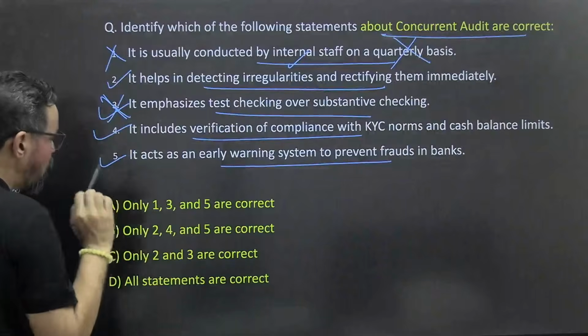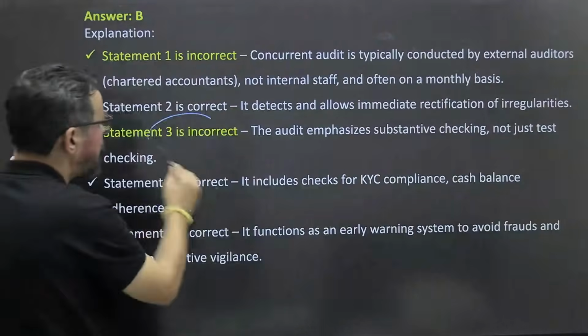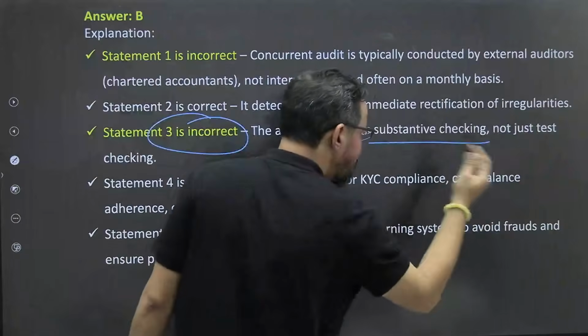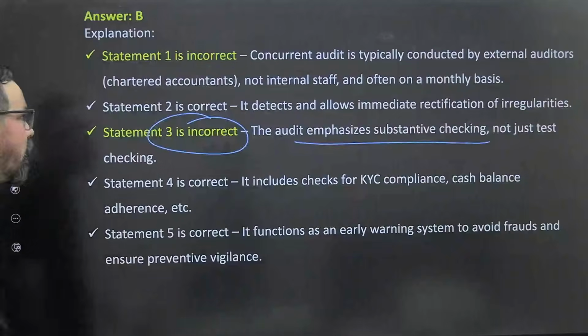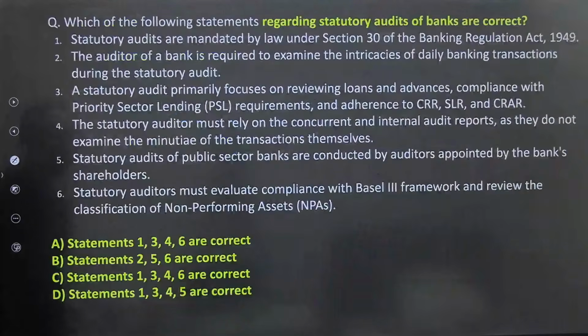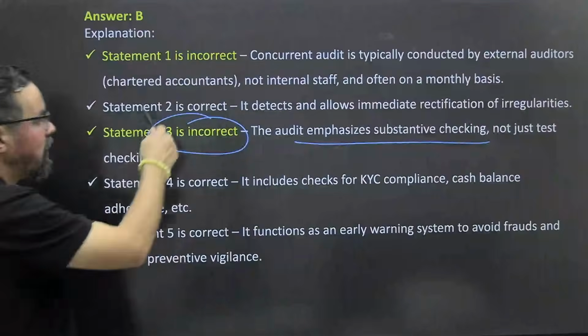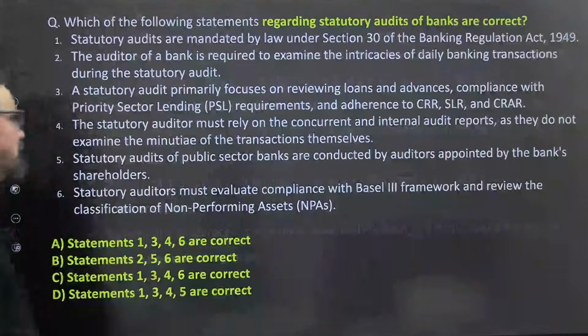So 2, 4, 5. 2, 4, 5 means option B will be the right answer, right? So statement 3, the audit emphasis is substantive checking, not the test checking. Okay. And first one, concurrent audit is typically conducted by external auditors. No, it should be internal audit only, and they are generally part of this one. They are not, but basically they work on a regular basis.